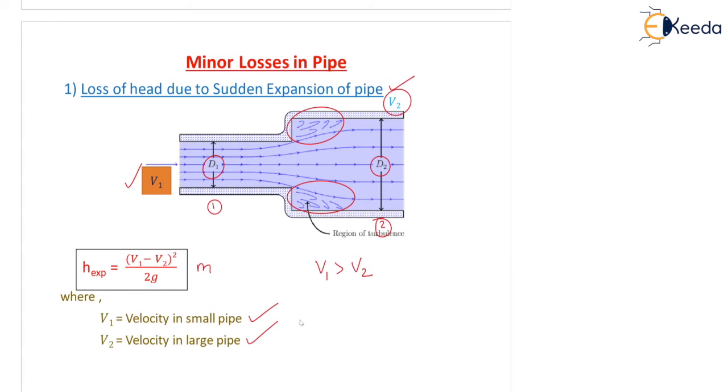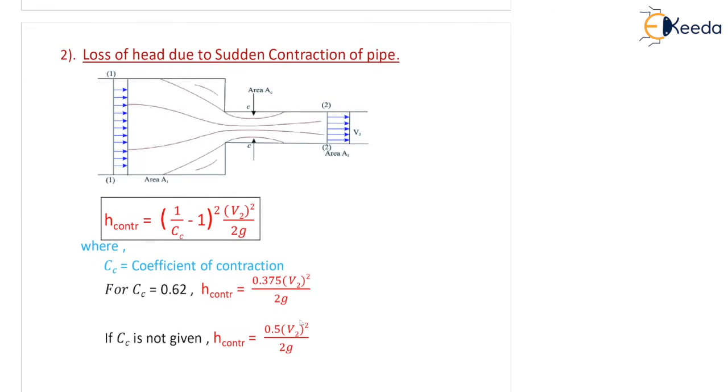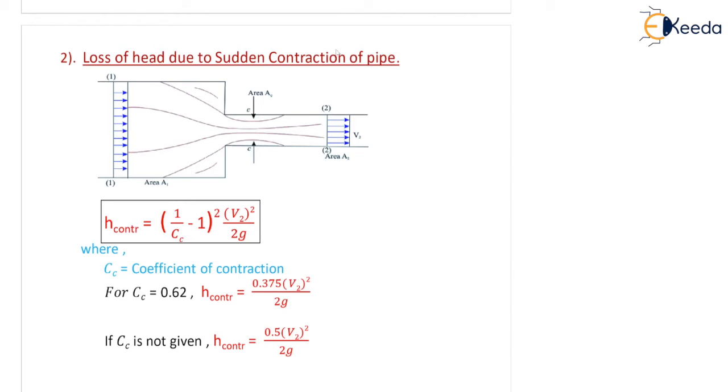Let's go to the next slide for sudden contraction. Loss of head due to sudden contraction of pipe. So contraction is just opposite of expansion, we have already seen. So this blue color arrow marks what you can see here is the velocity profile, which is always constant at the entry section, section 1. And this is the exit section, section 2, velocity profile, which is also constant at the exit part. Now area. This area is A1, and after reduction the area is A2. You can see here A2, and this is vena contracta actually.